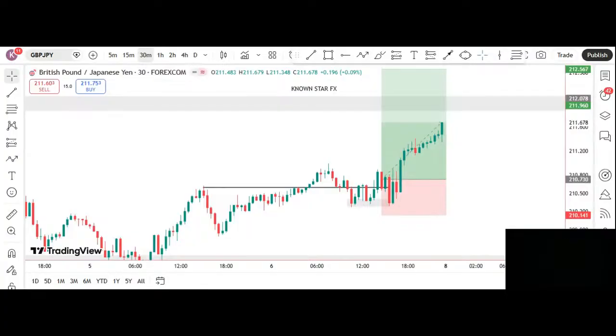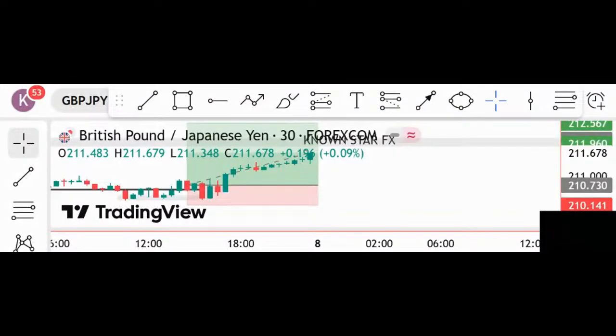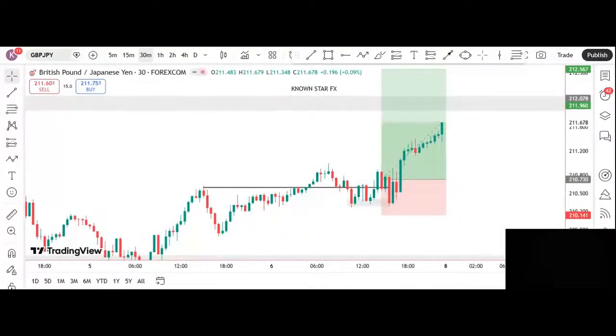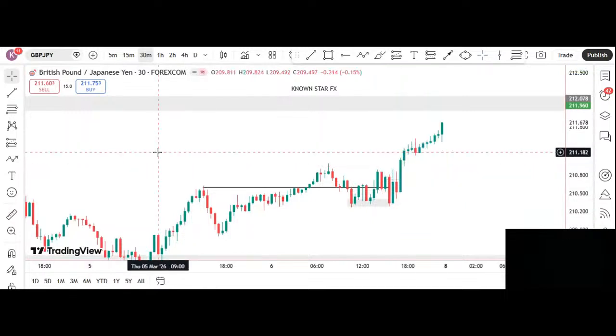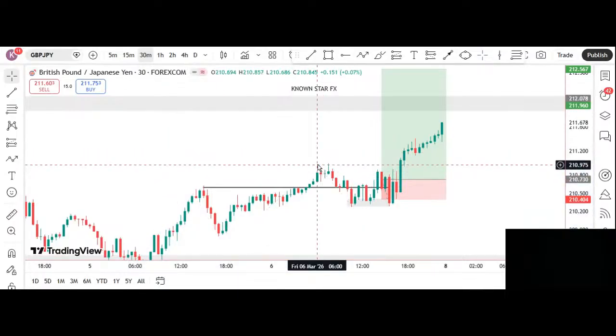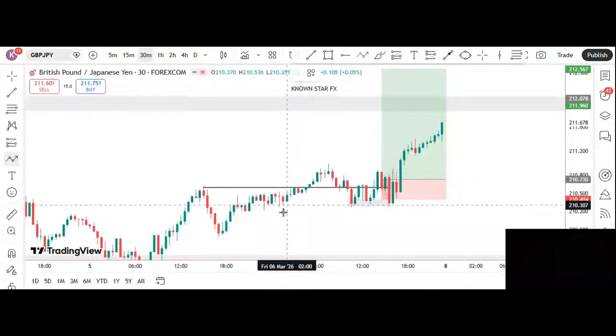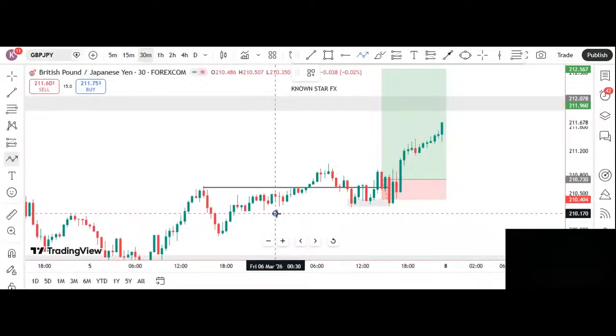Our SL was basically too tight, and our SL could have been here. But now that our SL... let's check out how we lost on it, right? Let me reverse this to the way it was. Okay, so this way. Just like I said, we had the break above the resistance level.